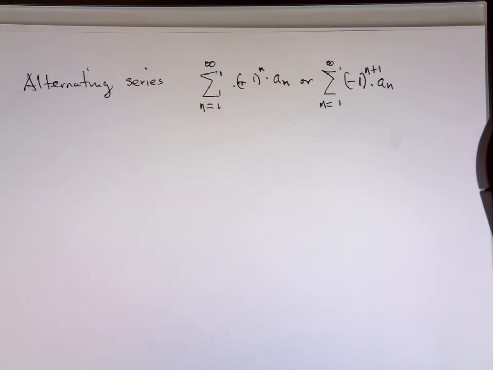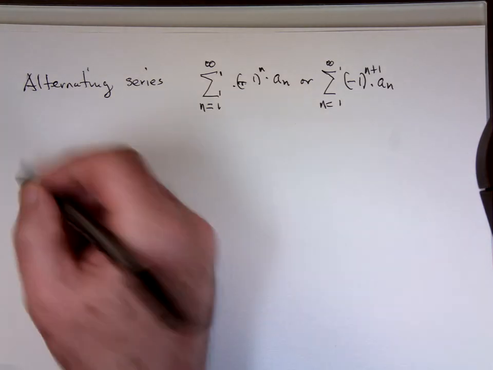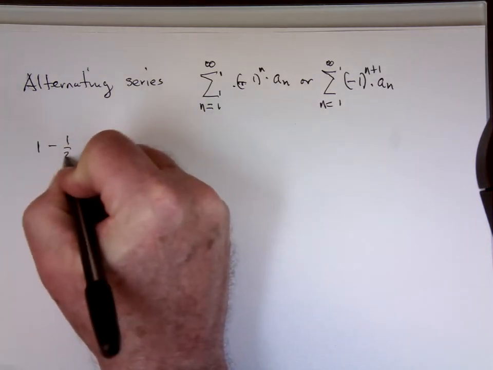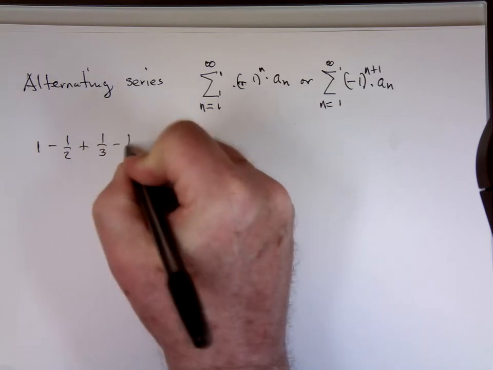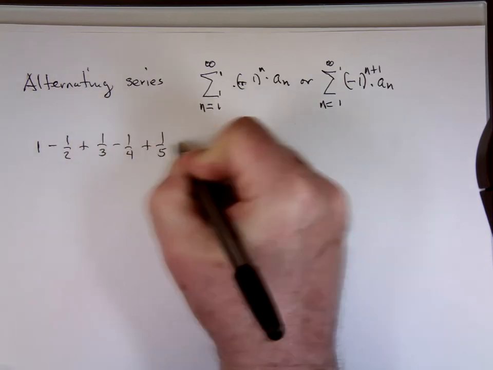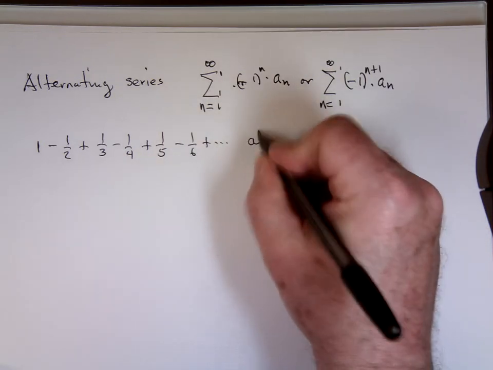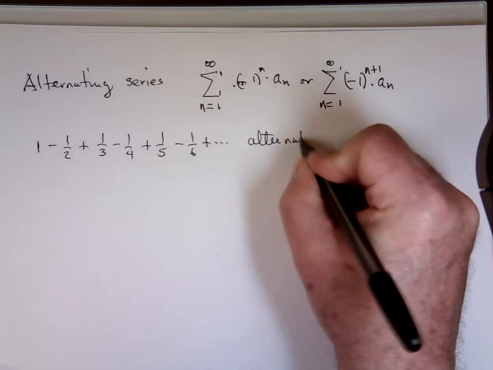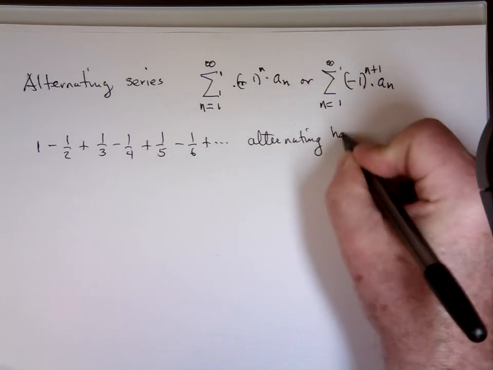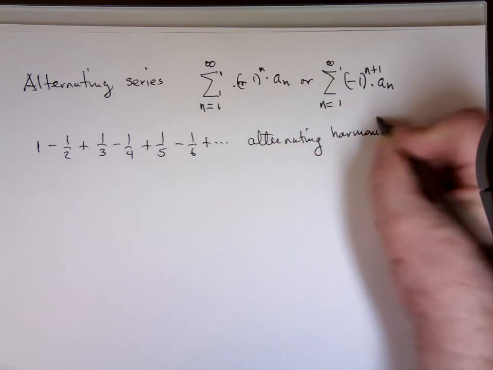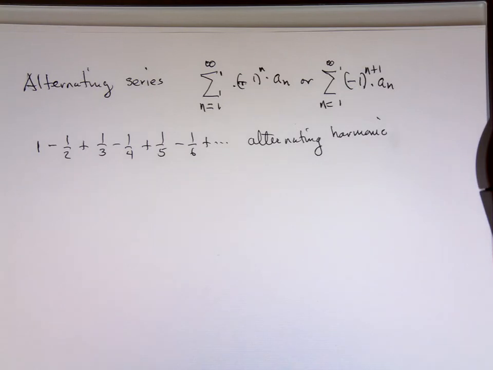Okay, these are alternating series. Example of an alternating series? It jumps back and forth, positive to negative. You bet it does. This is called the alternating harmonic series. It's going to converge. But here we go. There's an alternating series test. Let's do it.